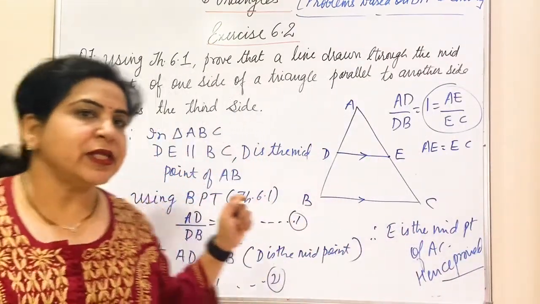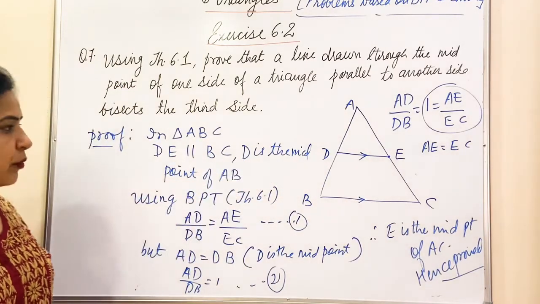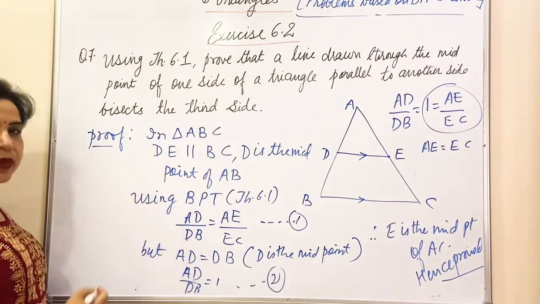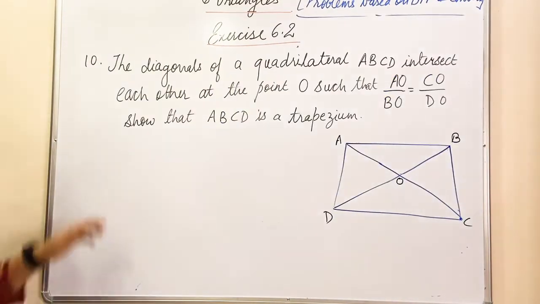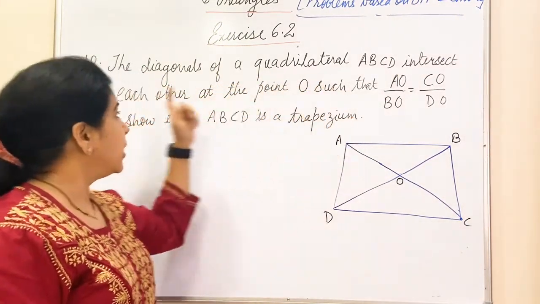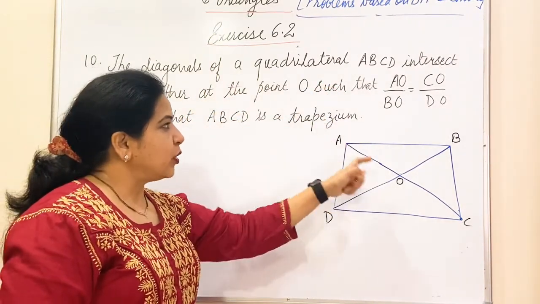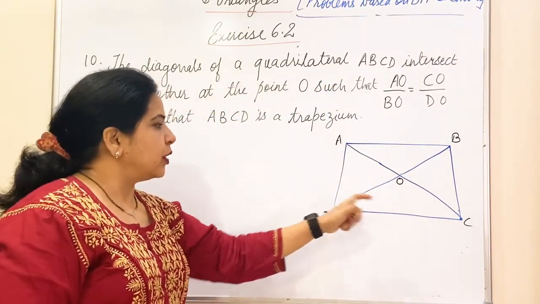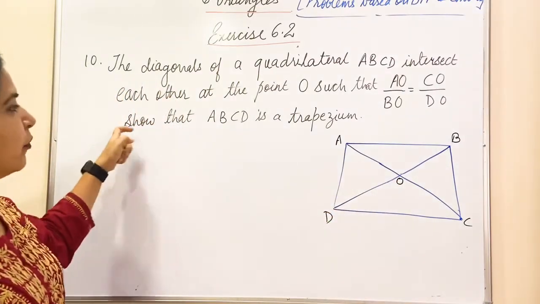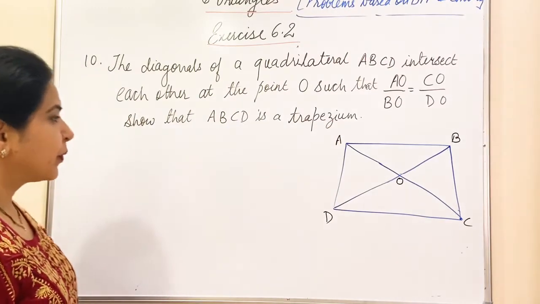Question number 8. Again, you have to prove the converse of the midpoint theorem using the converse of BPT. Okay. In question number 10, the diagonals of a quadrilateral ABCD intersect each other at point O such that AO upon OB is equal to CO upon OD. We have to prove that ABCD is a trapezium.